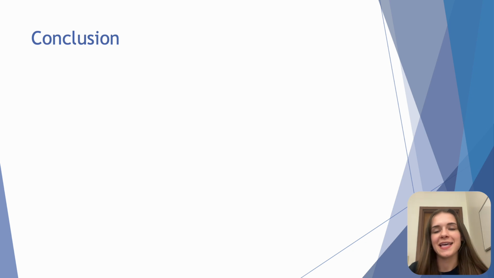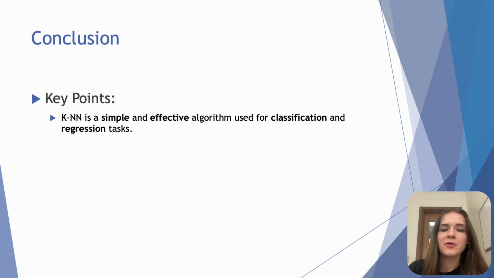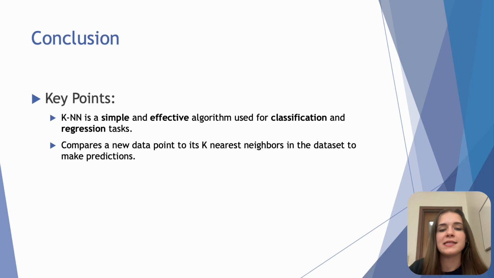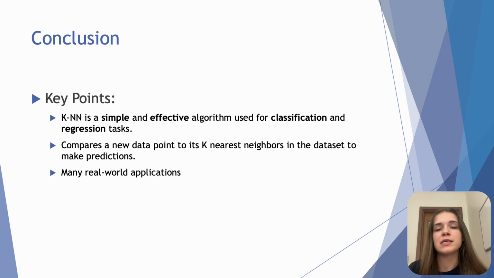So just to summarize, the KNN algorithm, or the K nearest neighbor algorithm, is a simple and effective algorithm used for classification and regression tasks. It compares a new data point to its K nearest neighbors in a data set in order to make predictions, and it has many real-world applications. It's widely used in recommendation engines, image recognition, medical diagnostics, spam and fraud detection, just to name a few applications. And it's simple and very effective, especially in situations where the data is clean and the problem is pretty straightforward.